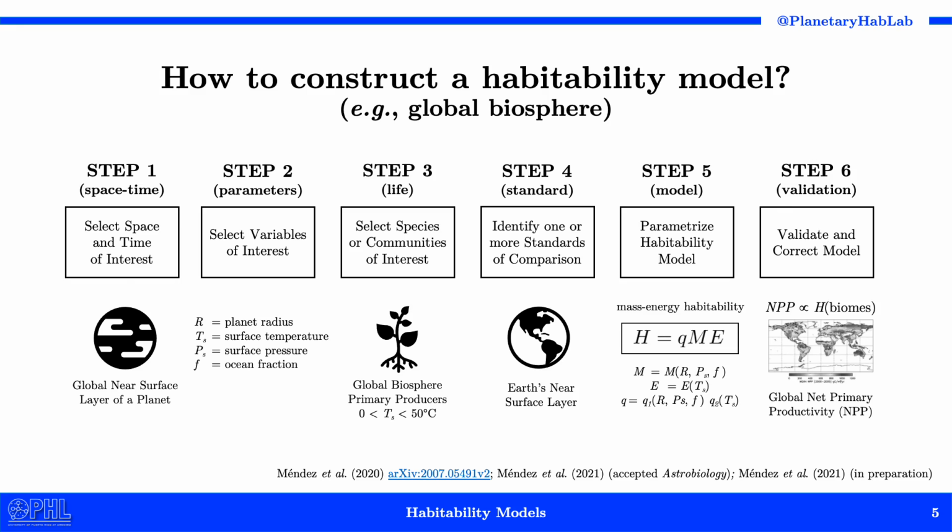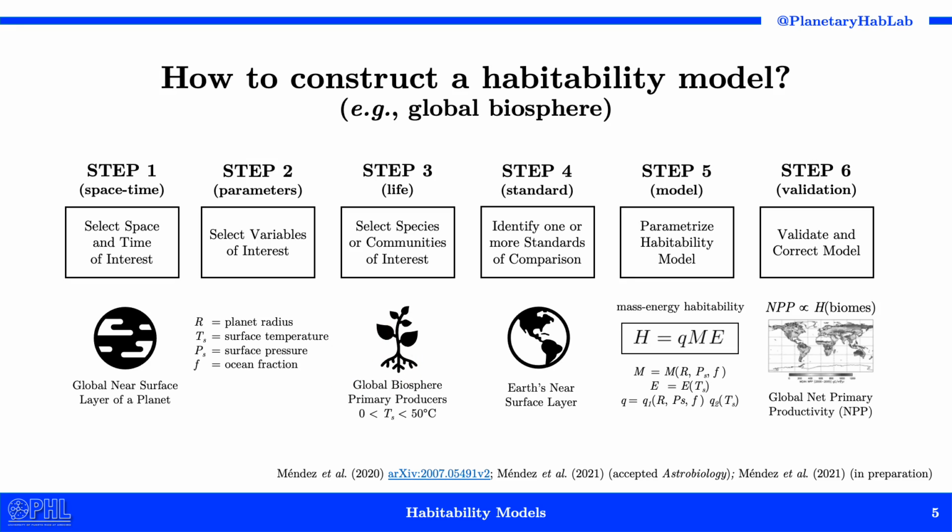Let's see how to construct a habitability model applied to global biosphere as an example. The first step is to select a space and time of interest. Here we are taking the near surface layer of the planet. We select then some variables of interest. Only radius is known for most exoplanets, but other variables can be modeled from, for example, general circulation models to explore potential scenarios.